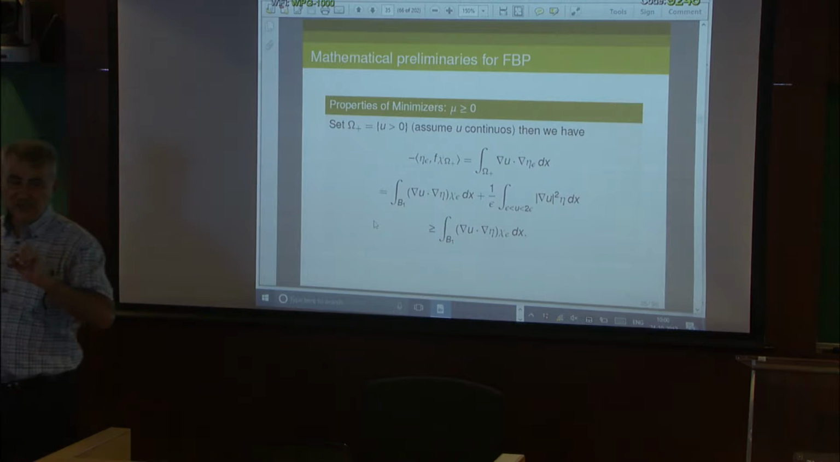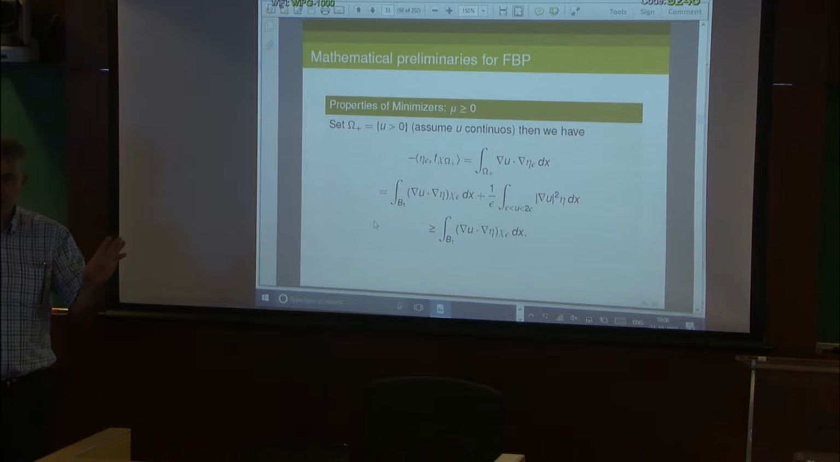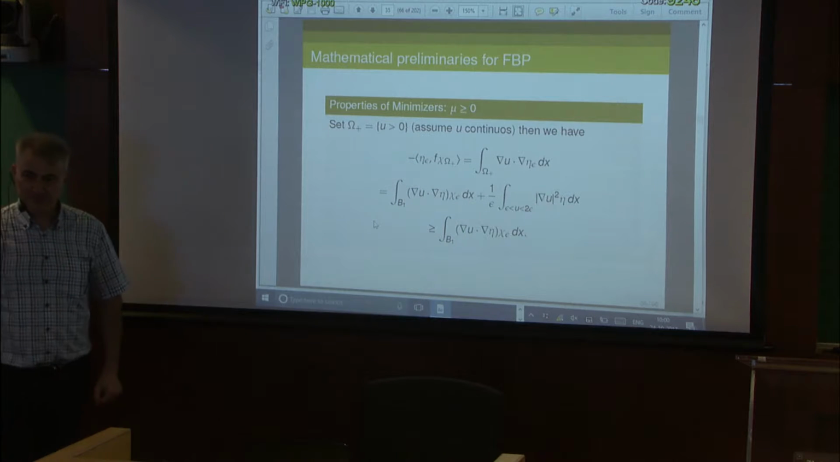And that phi is related to the function u. You can choose whatever you want to, but the only thing you need is that phi has compact support in omega plus. And the function I gave you has that property.